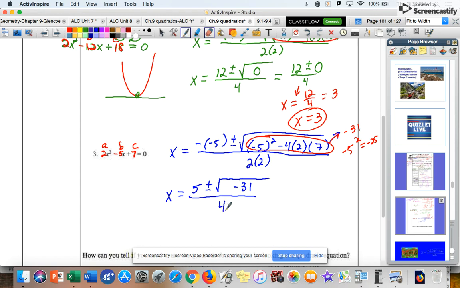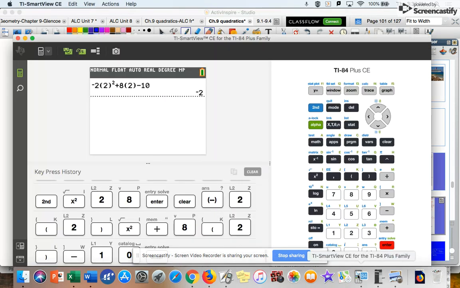Okay, so what happens when we type into our calculator? Actually, we'll bring up the calculator here this time. What happens when we type into our calculator the square root of negative 31?